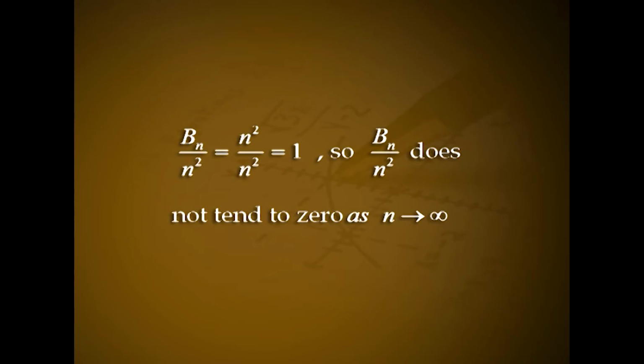So, Bn by n square does not tend to 0 as n tends to infinity. So, WLLN does not hold for the given sequence xi.